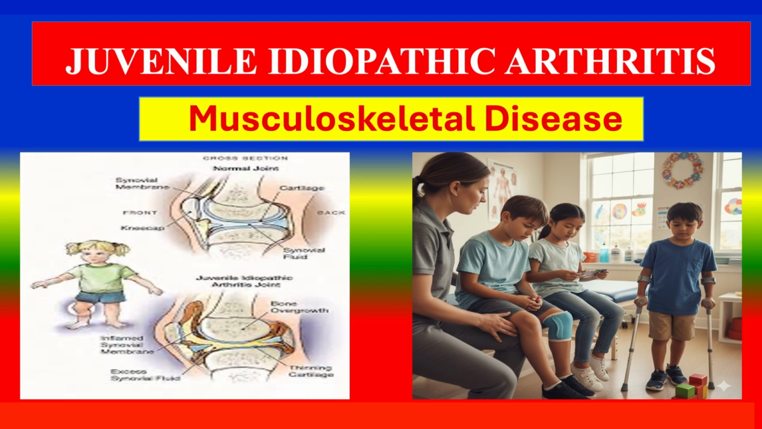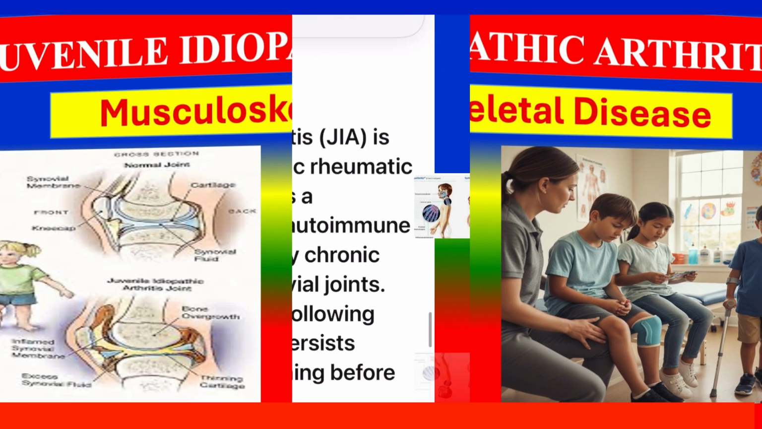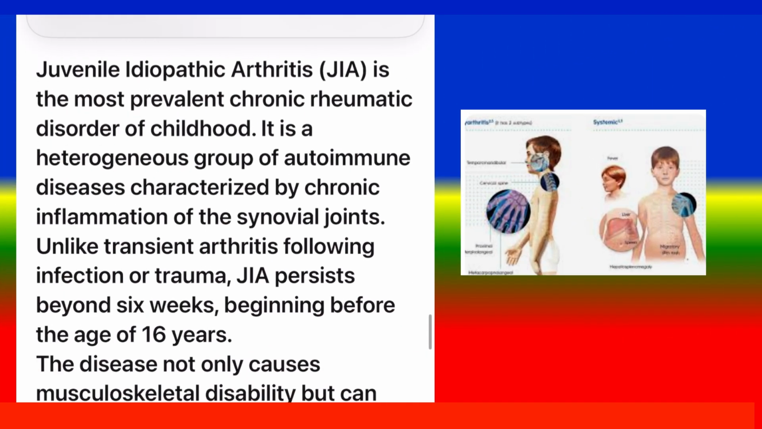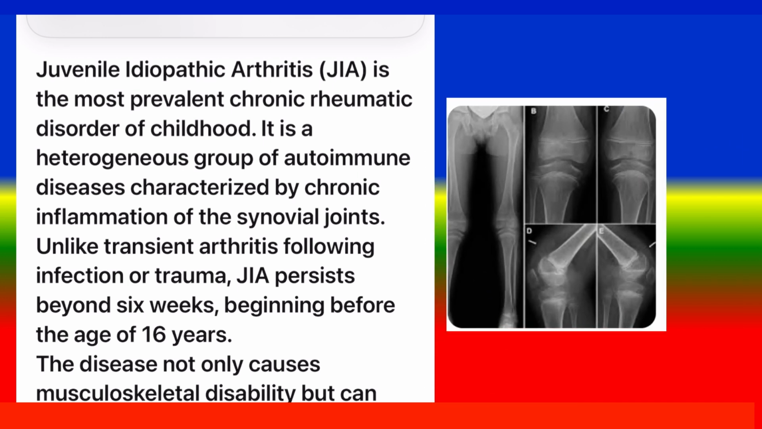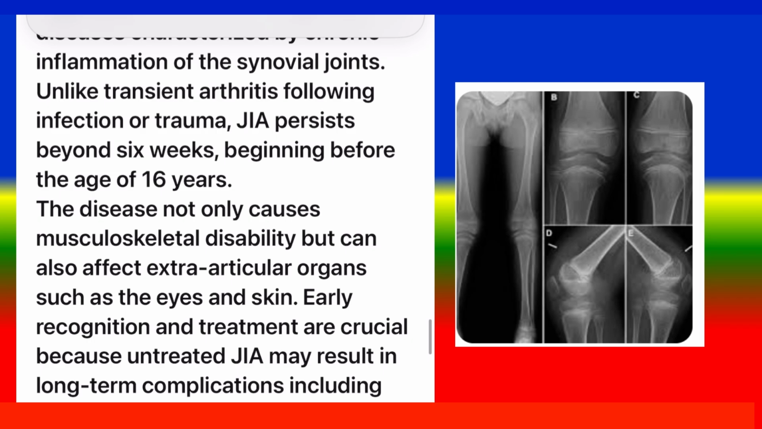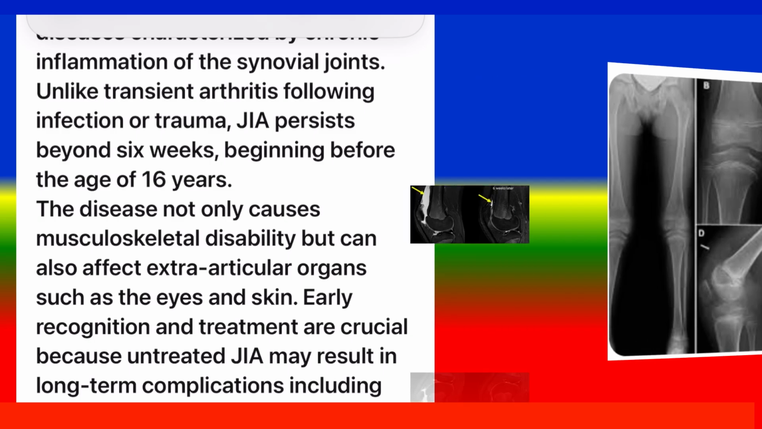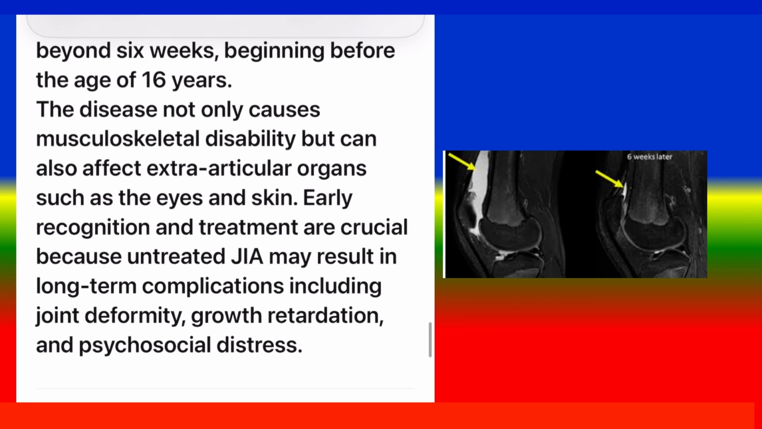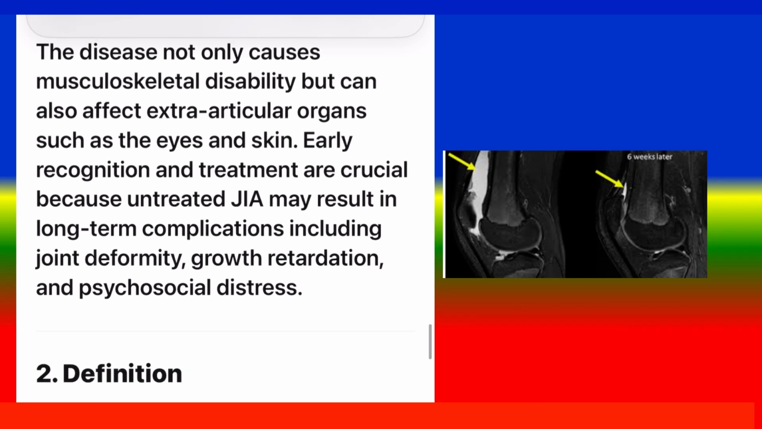Juvenile Idiopathic Arthritis. 1. Introduction. Juvenile Idiopathic Arthritis, JIA, is the most prevalent chronic rheumatic disorder of childhood. It is a heterogeneous group of autoimmune diseases characterized by chronic inflammation of the synovial joints. Unlike transient arthritis following infection or trauma, JIA persists beyond 6 weeks, beginning before the age of 16 years. The disease not only causes musculoskeletal disability, but can also affect extra-articular organs such as the eyes and skin.